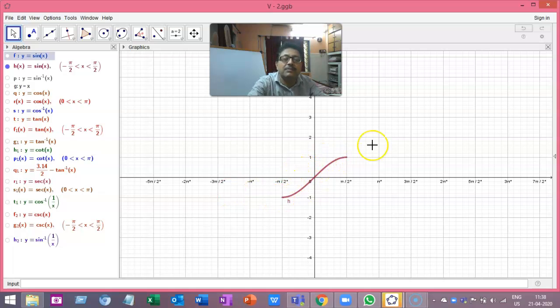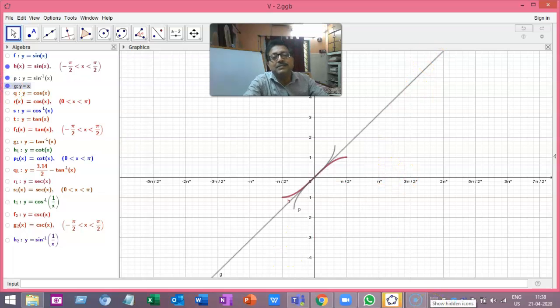This function inversion is possible. This is the principal value branch. See, I am finding the sin inverse x graph now. And if I plot the line y equal to x, then this is the mirror image. So the mirror image concept is fine. If the function is 1-1 onto an interval, then the mirror image about the line y equal to x will give you the inverse of the function.